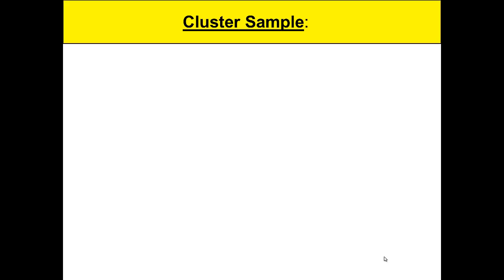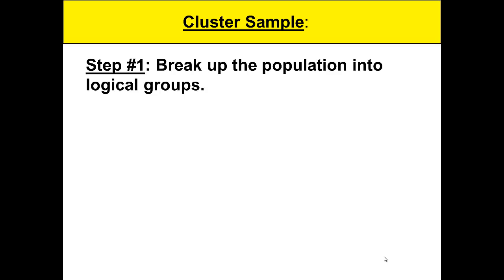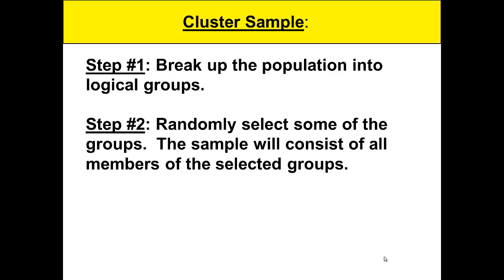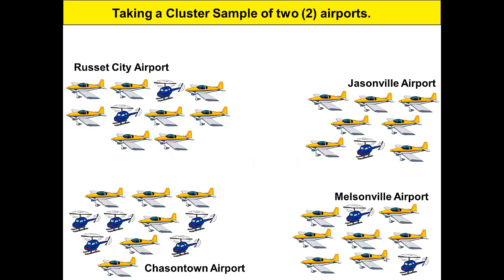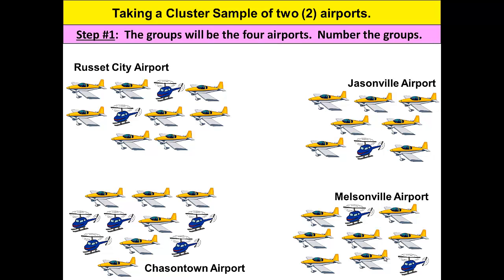Our last type of sample is a cluster sample. It again involves groups. Step 1 is still to break up the population into logical groups. In this case, step 2 is to randomly select some of the groups and then to sample. The sample will consist of all of the members of the selected groups. Let's go back to our airports. Step 1, the groups will be the 4 airports just like before.